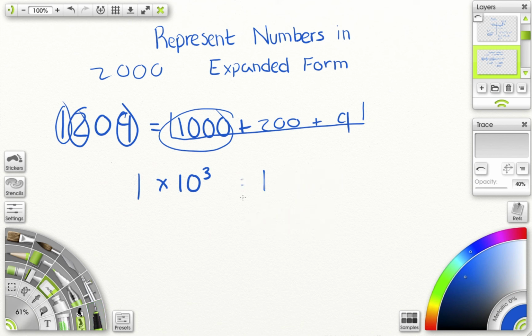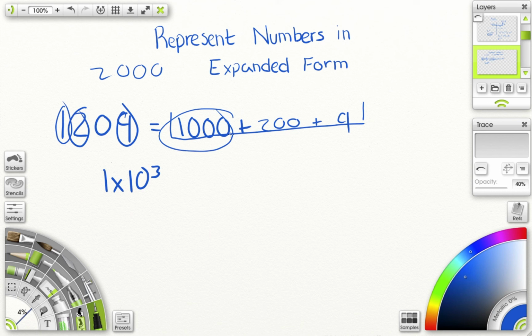If I had the number 2,000, the only difference is what number would be this first digit. So 2,000 would be a 2, 3,000 would be a 3, 4,000 would be a 4, and so on. But this part here would always remain times 10 to the power of 3 for your thousands. Your thousands place is always going to be 10 to the power of 3. So I'm going to rewrite this. So 1 times 10 to the power of 3. That's our first part. That's our 1,000.